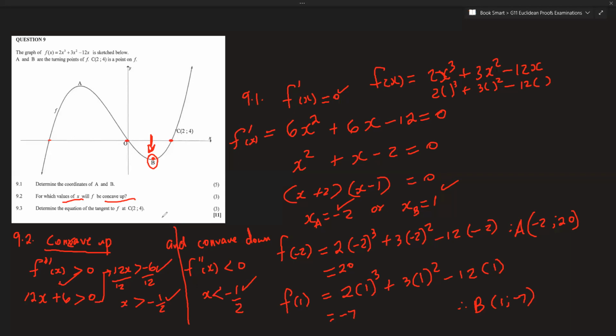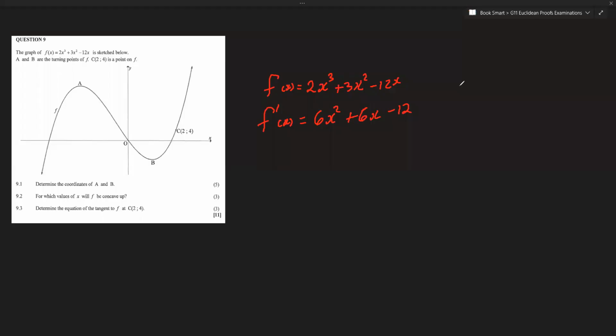Awesome. And now let's go to the last question. Okay. So 9.3, they want us to determine the equation of a tangent. Remember, a tangent is a straight line. So if they say I must determine the equation of a tangent, I know I'm looking for y equals mx plus c. Because it's the tangent. And a tangent is a straight line, right?